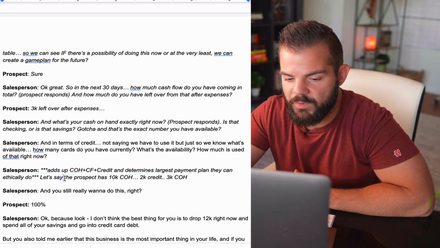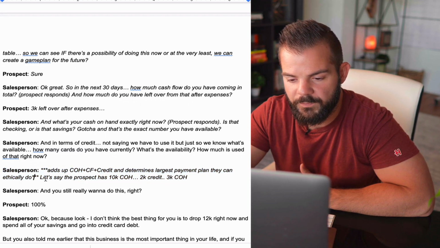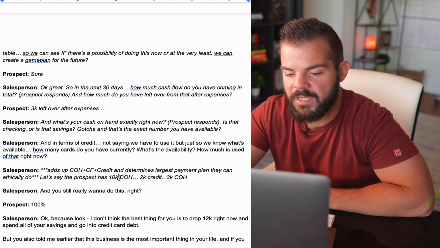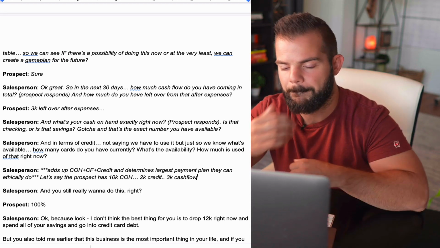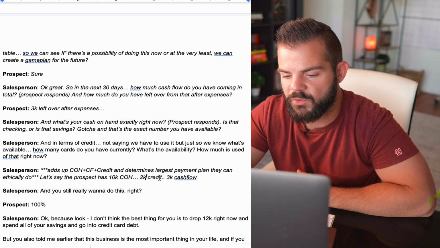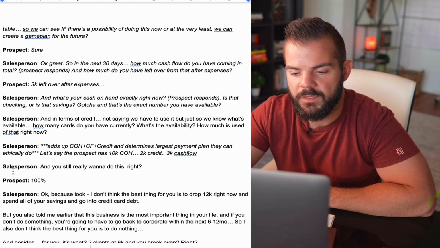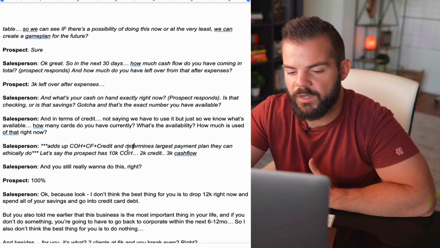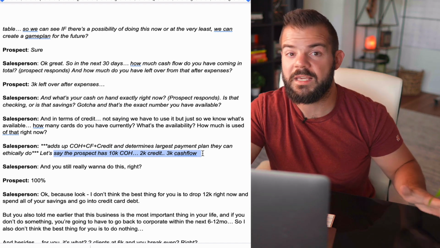And then essentially what we do is we determine the largest payment plan they can ethically do, right? So let's say the prospect has 10K cash on hand, 2K credit, and this should say 3K cash flow, okay? So overall, they have 12K in resources now, and then they have 3K coming in every 30 days. So then at this point, if I know these resources, I know that they can do it.